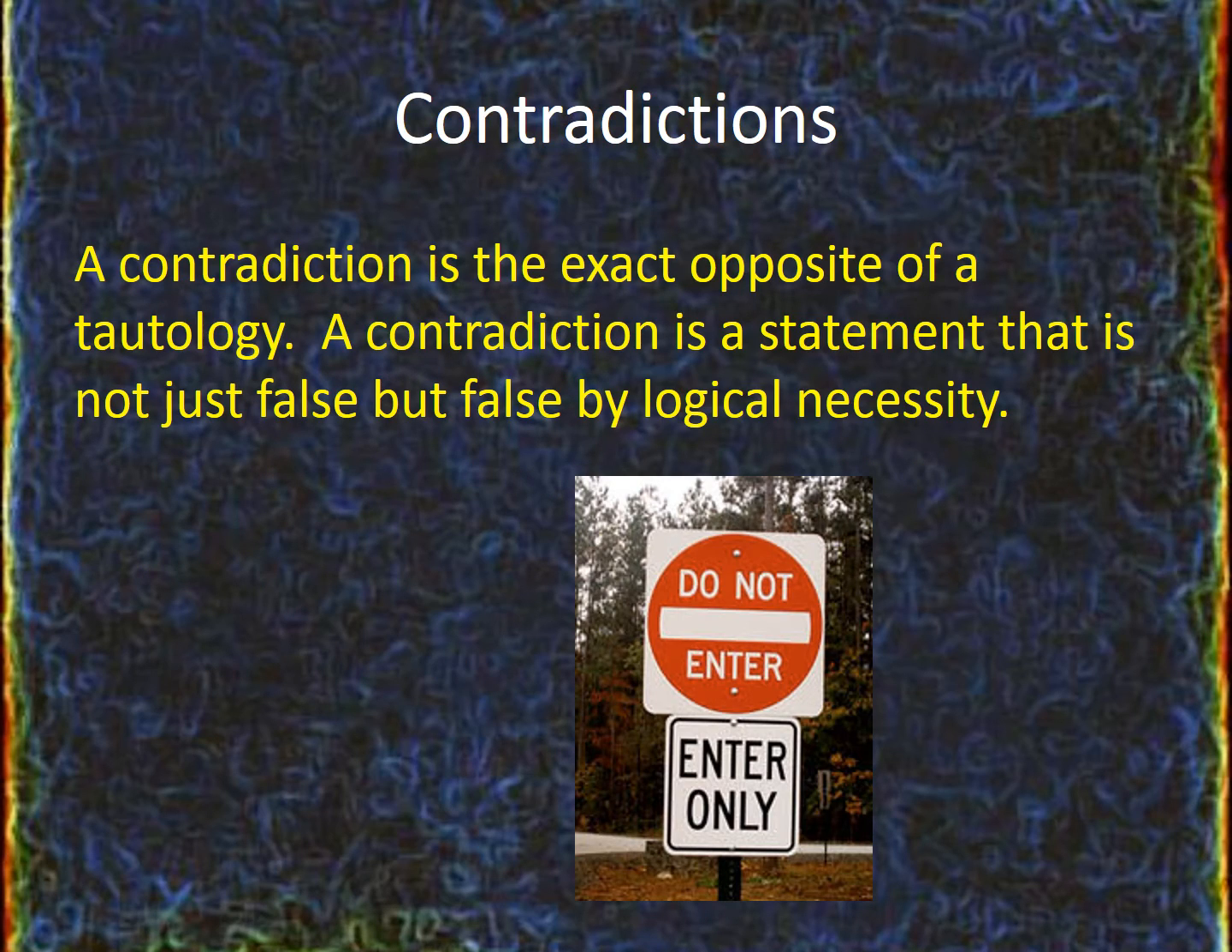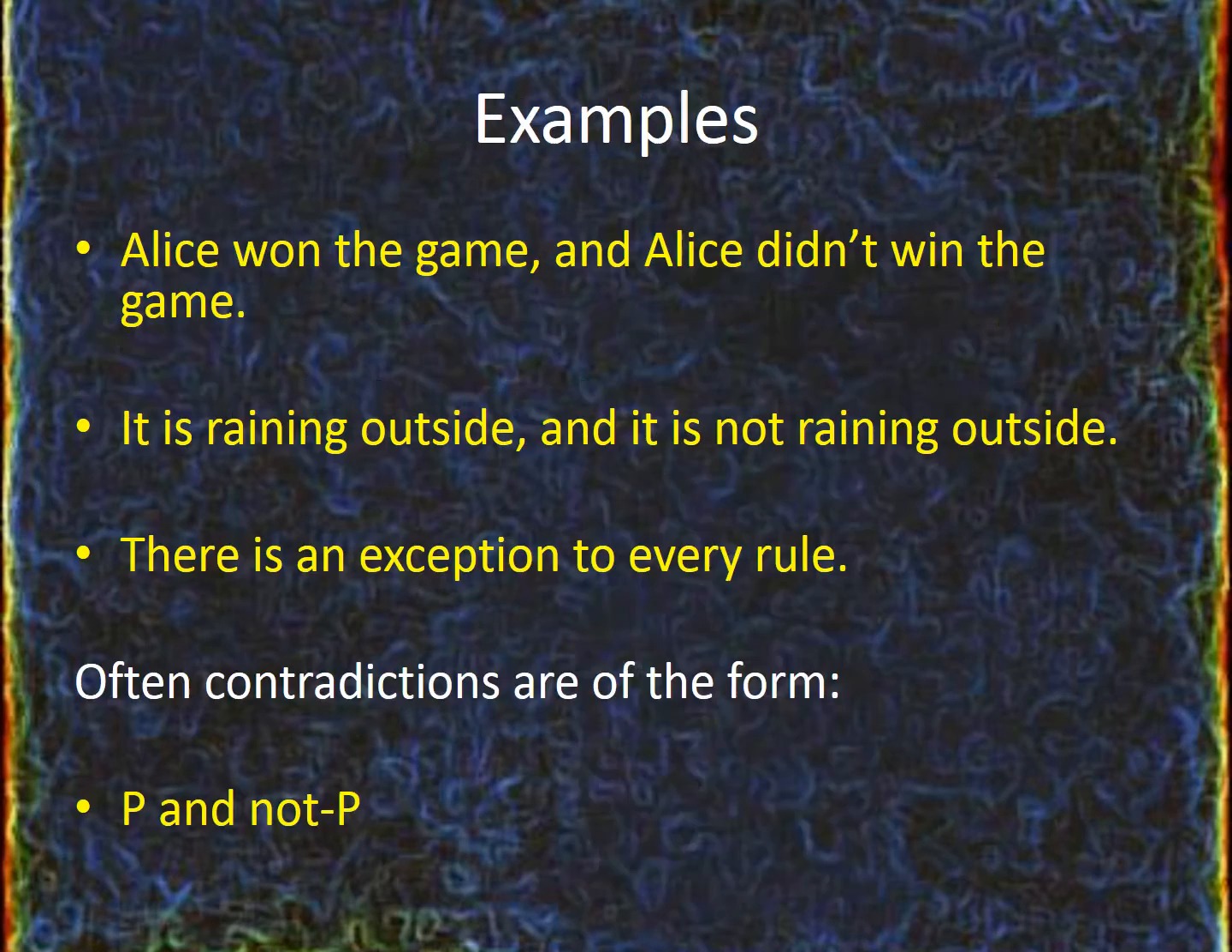Okay, contradictions. Contradictions are the exact opposite of a tautology. They are propositions that are not just false, but false by logical necessity. So here are some examples. Alice won the game and she didn't win the game. It's raining outside and it isn't raining outside. Now lots of times these look like this: P and not P. So you can't have something be true and not be true at the same time. This is called the law of non-contradiction. It is a basic rule of logic.